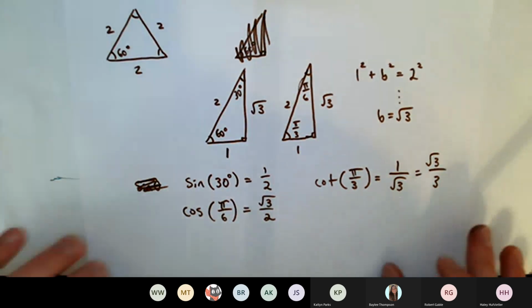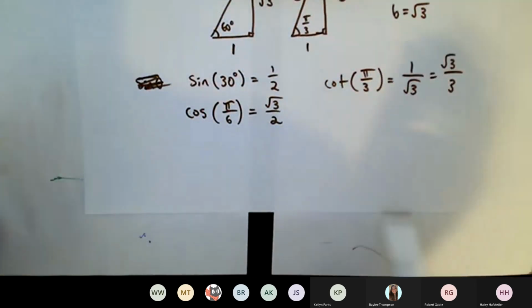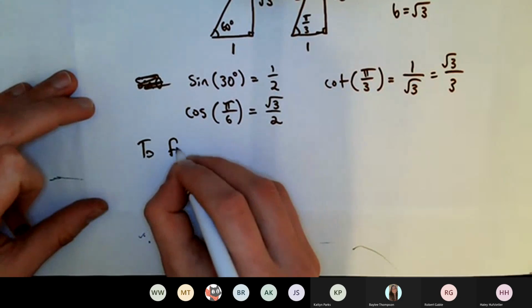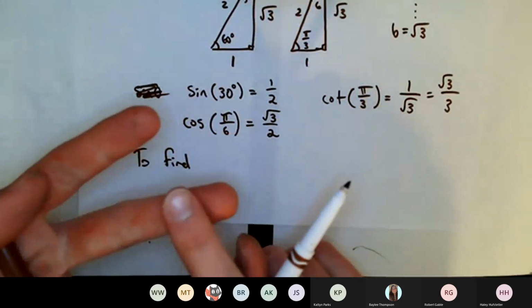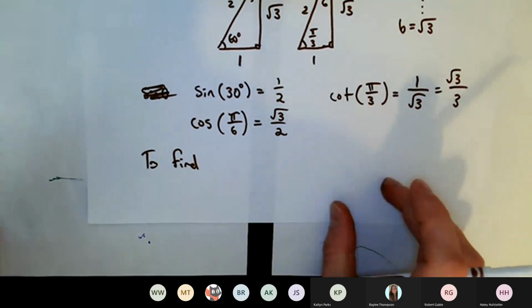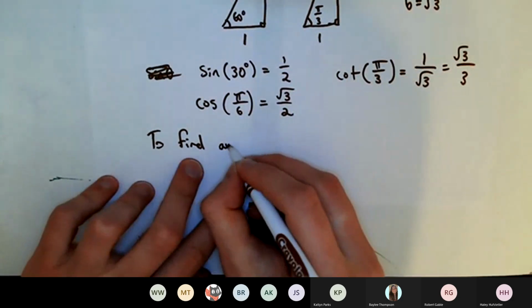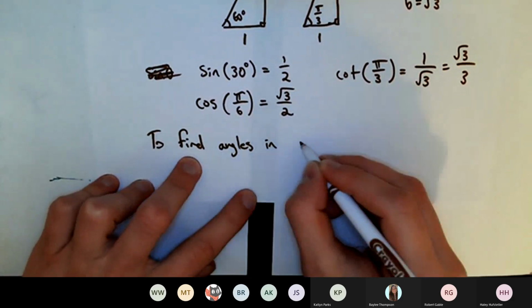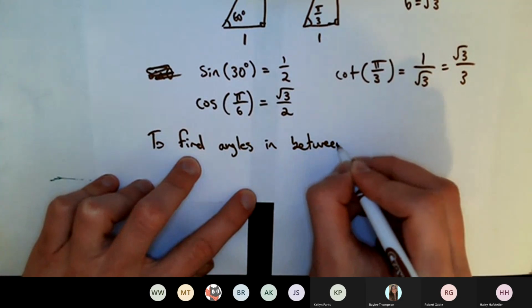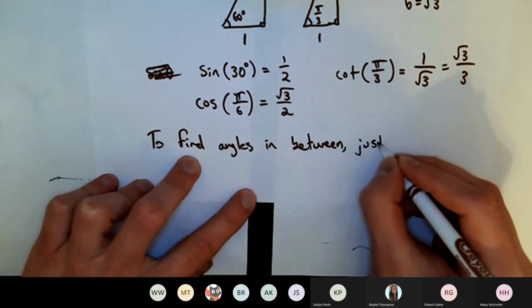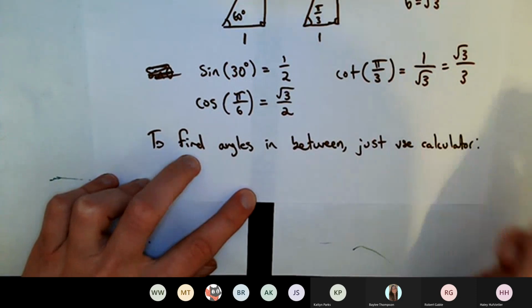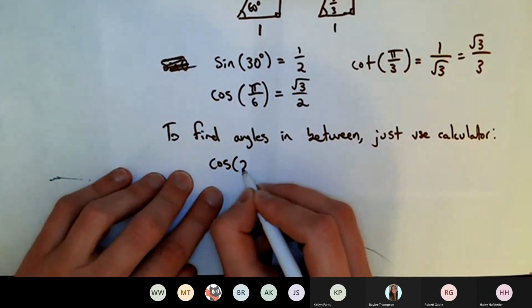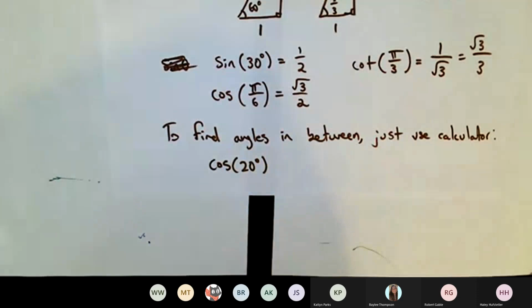Oh, we can do this last thing real quick, because it's easy. To find other angles, because there are way more angles than just 30, 60, and 45, which are the only ones I've identified so far, to find angles in between, just use a calculator. So for instance, what's cosine of 20 degrees?